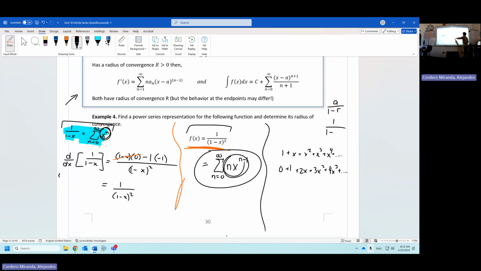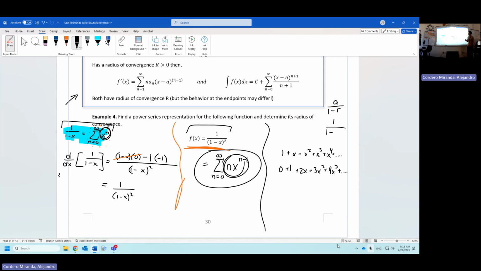0 times x to the n minus 1 would be 0. 1 times x to the 1 minus 1 would be 1 times 1, which is the 1. 2 times x to the 2 minus 1 would be the 2x, and so on. Hopefully you see what I'm saying. All right. Nice. Okay, so we did it.